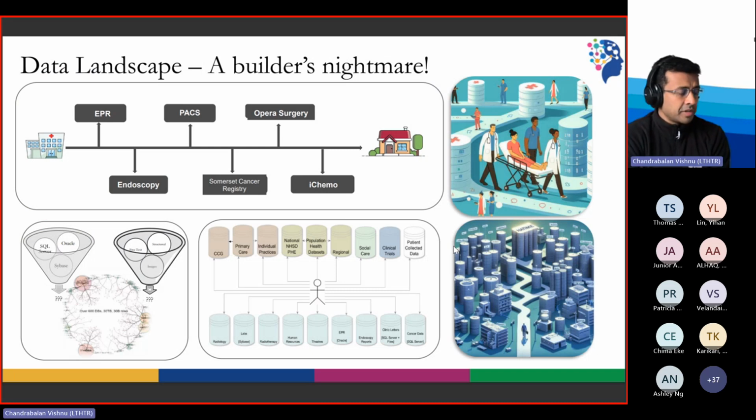We use Somerset Cancer Registry, which again is a web application, I believe, backed by a SQL Server database. Our operation notes go elsewhere. Chemotherapy is a regionally hosted, cloud-hosted system with a vendor-managed database. And the patient goes home, and we don't know what happens to the patient after that because the data sits in primary care, and we don't have access to primary care data just yet.